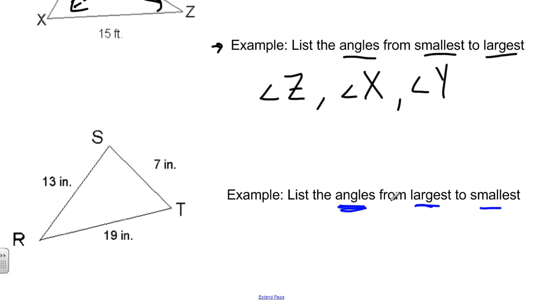All right, so we don't know any of our angle measurements, but we know our side measurements. So we want to find the largest angle first. Largest side is RT, so opposite that is angle S. Middle side is RS at 13, so opposite that is angle T. And then what do we have left? R.